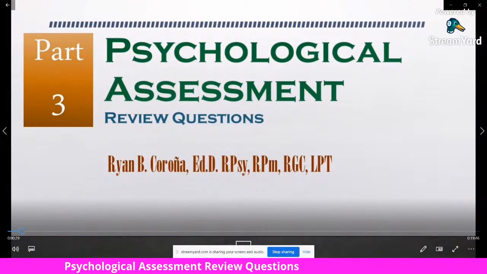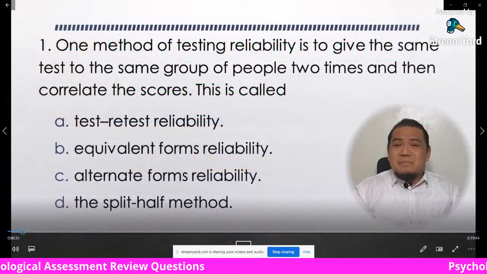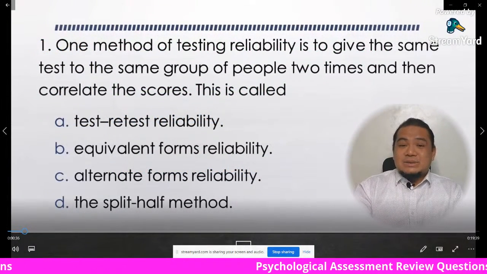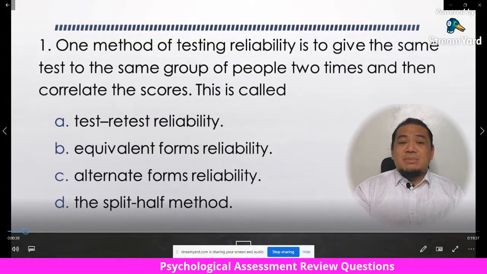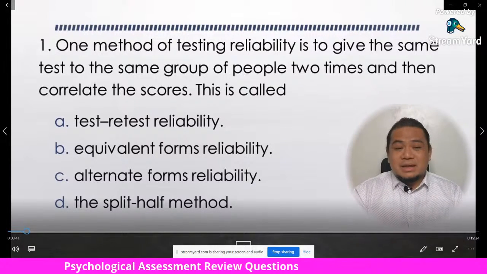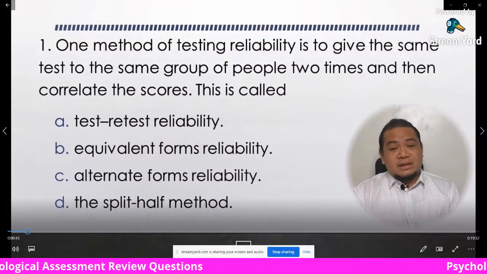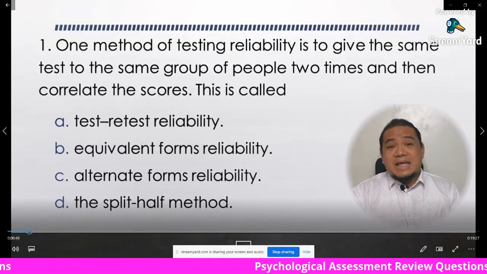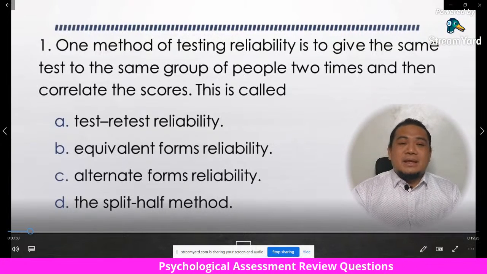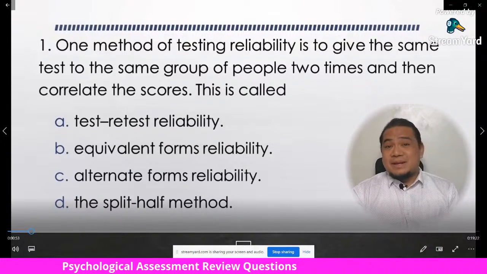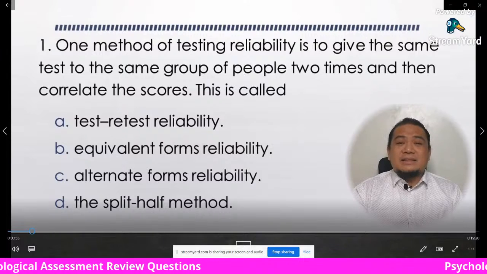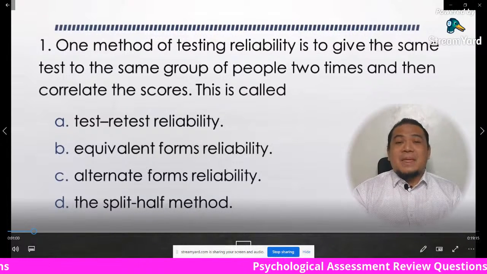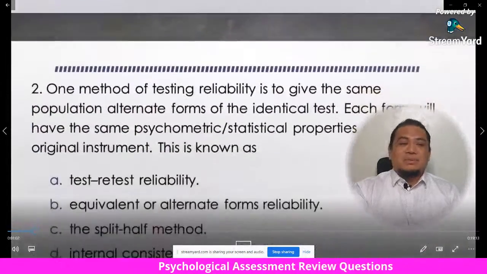Psychological assessment review questions. Number 1. One method of testing reliability is to give the same test to the same group of people two times and then correlate the scores. This is called A, test-retest reliability, B, equivalent forms reliability, C, alternate forms reliability, or D, the split half method.